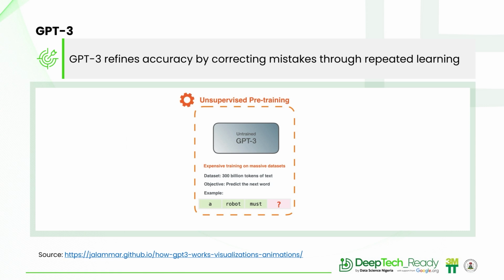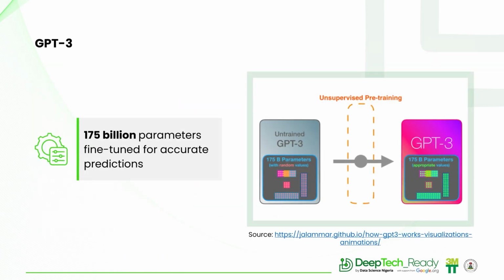GPT-3 encodes its knowledge into about 175 billion parameters. Initially, these parameters are in a random state, but through the learning process, they get adjusted to values that allow the model to make highly accurate predictions. So as the model processes more examples, the parameters are fine-tuned, and this enables the model to generate more relevant and precise text based on the learned parameters.